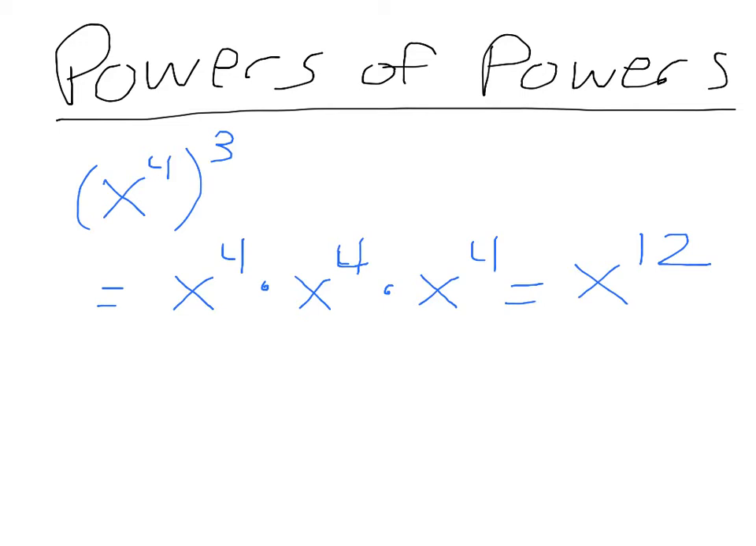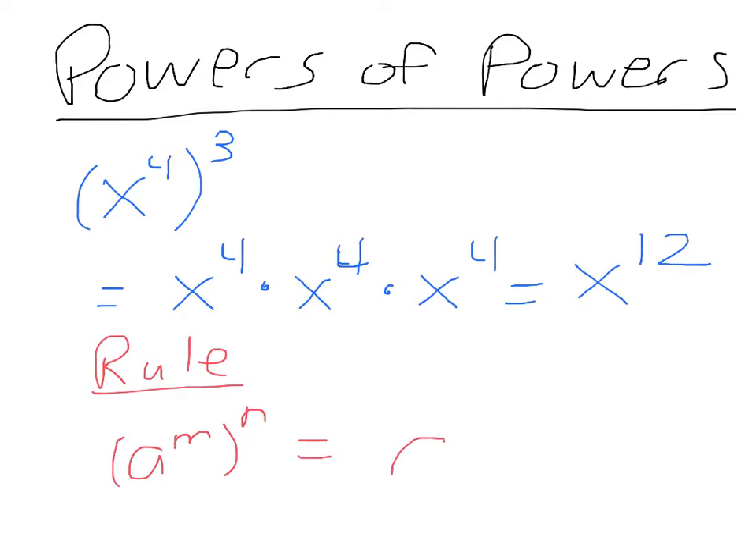Okay, are you seeing it yet? I hope so, because what you probably noticed was that 4 times 3 is just 12, and that's exactly what it is. Let's talk about the general rule then. The rule says if I have a power and I raise it to an exponent, then all I have to do is multiply those exponents together. So a to the m to the nth is a to the m times n.